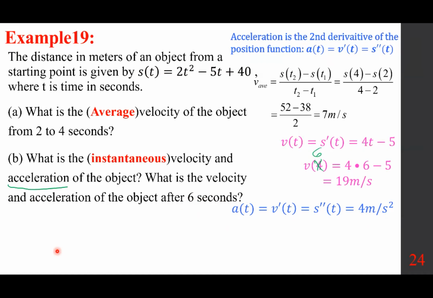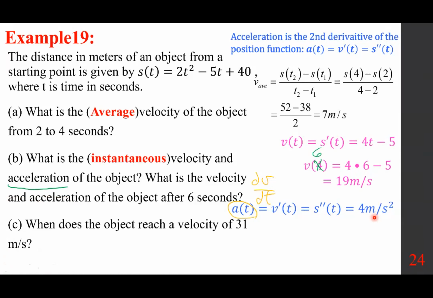Let me just write it, I want to make sure you see the units. a(t) is the same as dv/dt. And the velocity is in meters per second. This is per second, so it becomes meters per square second.